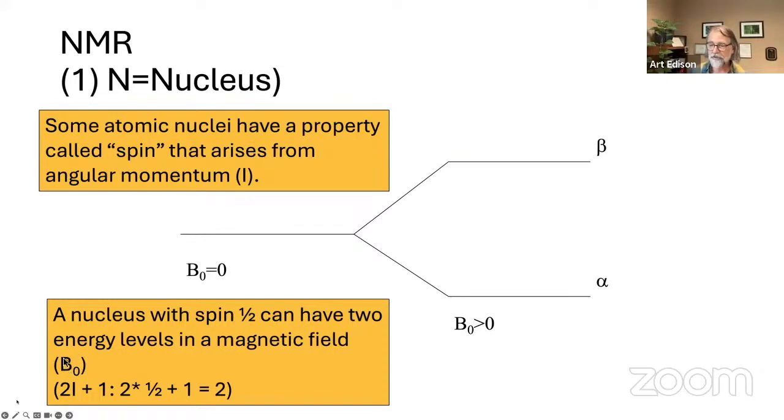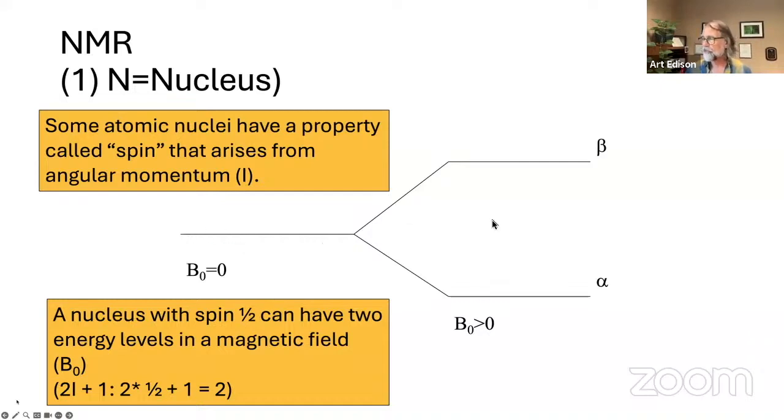And the term for magnetic field is B0 right here. The reason that they can have two different energy levels is because you can have 2I plus 1, where I is the spin. And so 2 times 1/2 plus 1 equals 2. That's the rule to describe how many energy levels are possible.